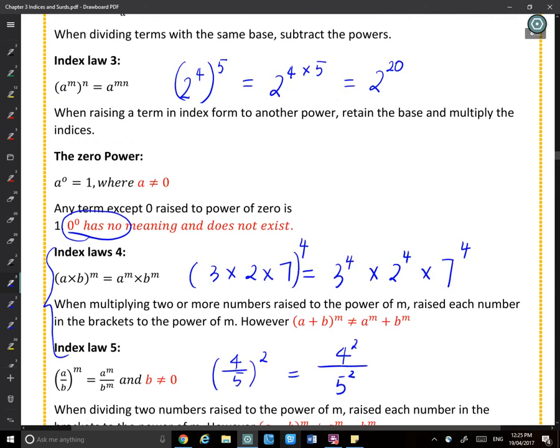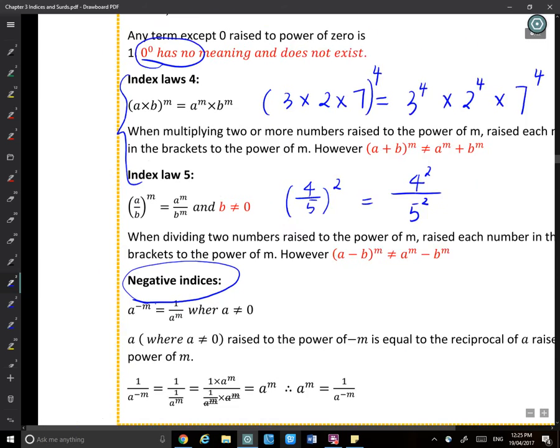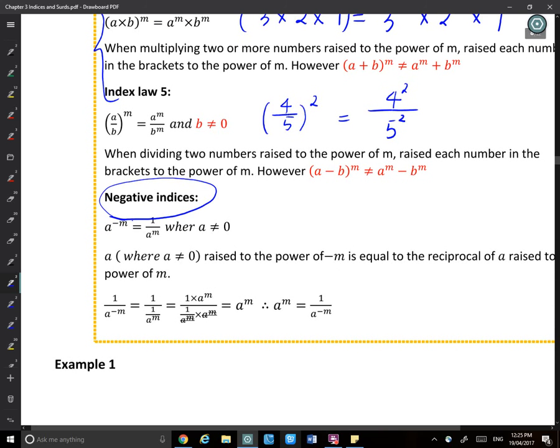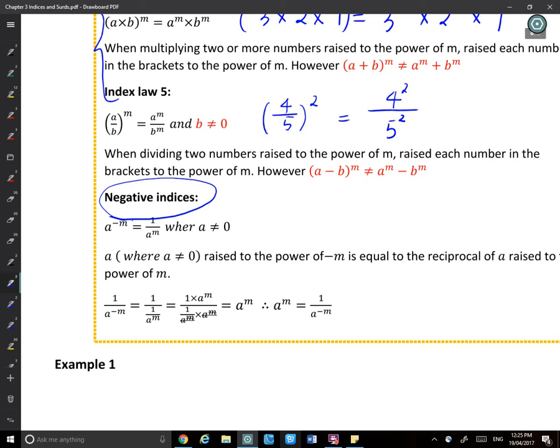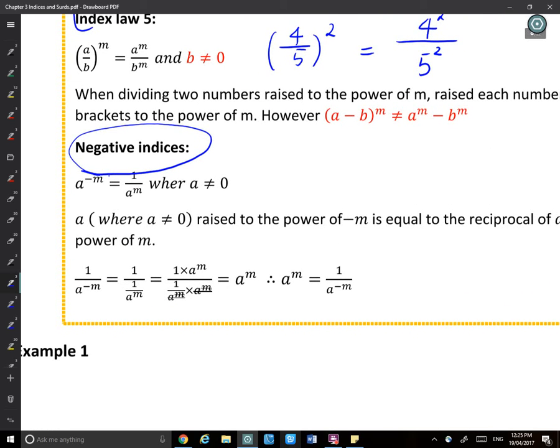And also have index law 3 and the zero power law. Okay, what is zero power? Okay, the last one is negative indices. Okay, negative indices. What I can see last year is that students make mistakes.